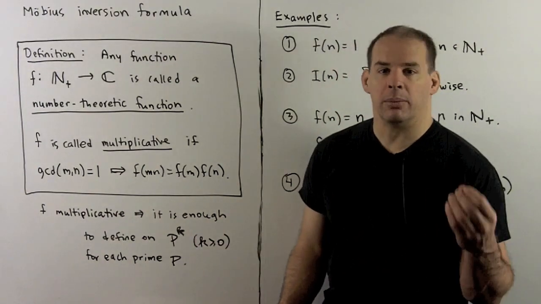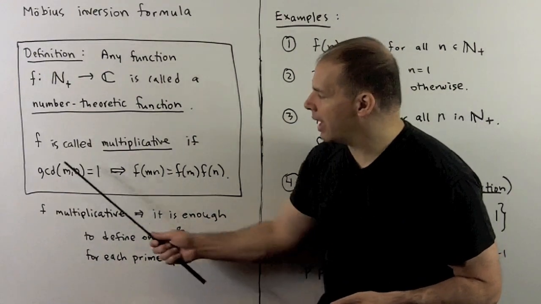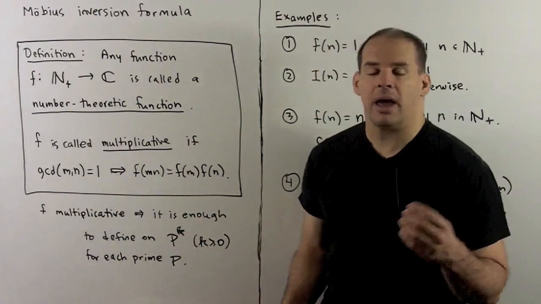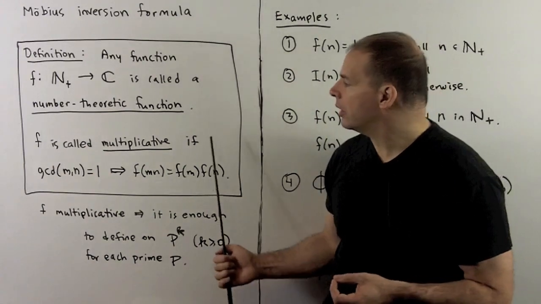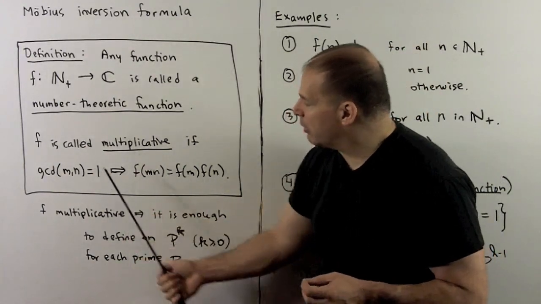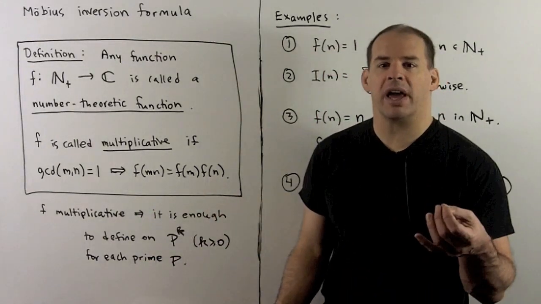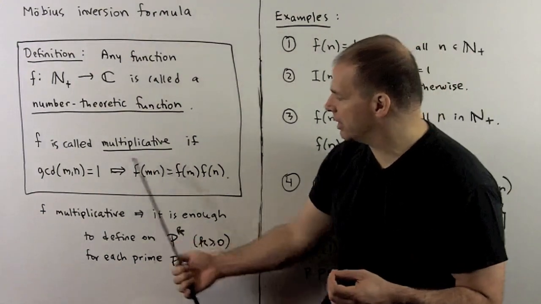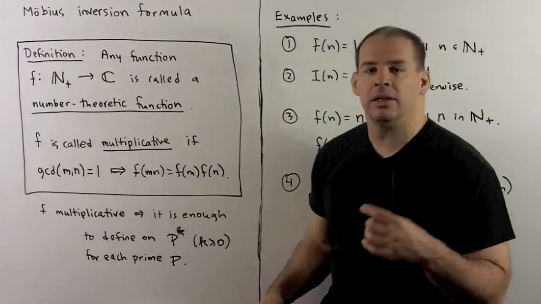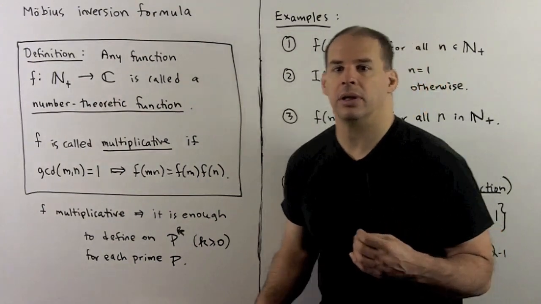Then, a number theoretic function f is called multiplicative if whenever m and n are relatively prime, f of mn is equal to f of m times f of n. So this condition of being multiplicative says, if we want to understand f, it's enough to understand the values of f on powers of primes. Then we can just use the condition to put everything back together to get the values on any positive integer n.